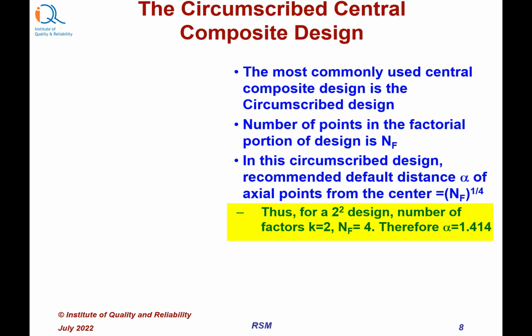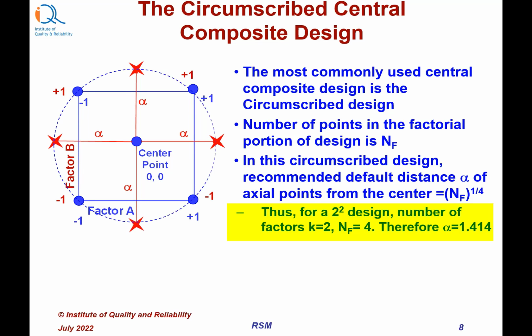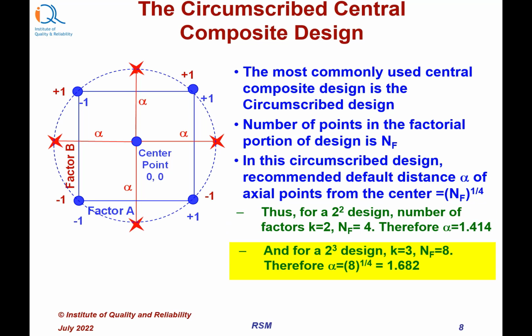Thus, for a 2 to the power 2 design, number of factors equals k, that is equal to 2. Therefore, NF equals 4, and therefore alpha will be equal to 4 raised to 1/4, and that is equal to 1.414. And for a 2 to the power 3 design, number of factors k equals 3, and therefore NF will be equal to 8. Therefore alpha equals 8 raised to 1/4, and that equals 1.682.